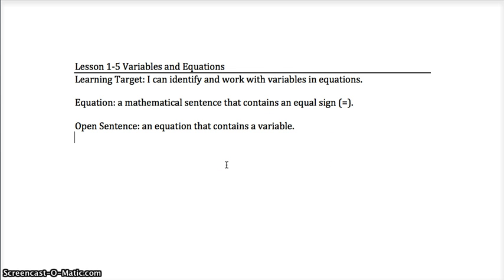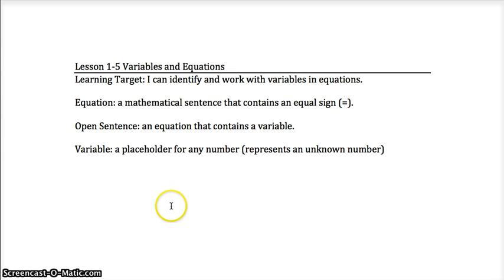All right, and then in case you forget, a variable, this is in section 1.3, but a variable is a placeholder for any number. Or I like to say that it represents an unknown number. So if you forgot what a variable is, you can go ahead and write that down as well. I will be talking a lot about variables and equations in this lesson, so make sure that you have those written down so you know what I'm talking about.